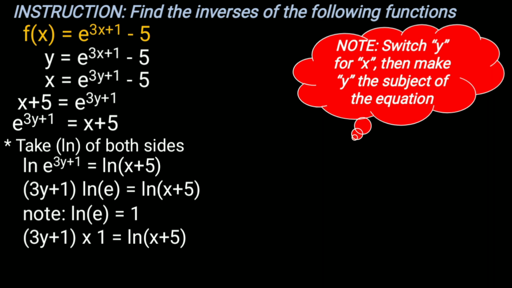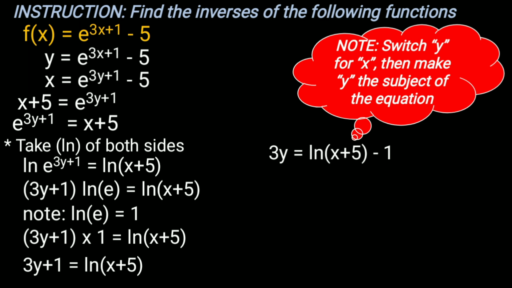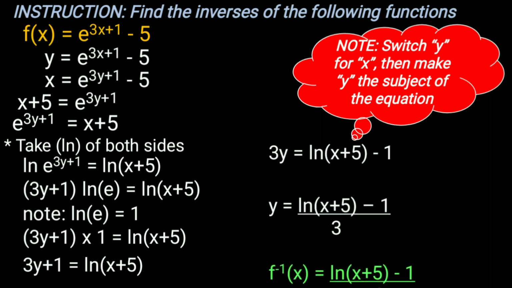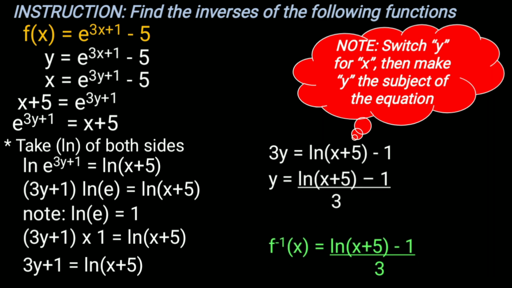Just like we all know, whatever we multiply by 1 will be equal to the term itself. And then we have 3y plus 1 equal to the natural logarithm of x plus 5. And then moving 1 to the other side of the equality sign, that becomes 3y equal to ln x plus 5 minus 1. And then we've got to divide both sides by the coefficient of y, which is 3. So dividing both sides by 3, that gives us y equal to ln x plus 5 minus 1 all over 3.